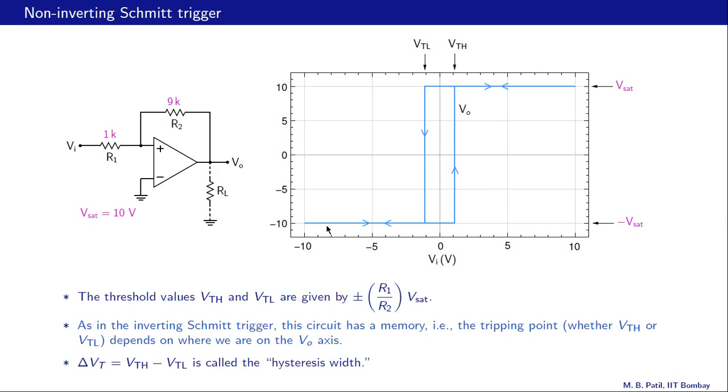If we are here, and if we are increasing Vi, then the tripping point is Vth. If we are here and if we are decreasing Vi, then the tripping point is Vtl, and that is indicated by these arrows here. Once again, delta Vt equal to Vth minus Vtl is called the hysteresis width.